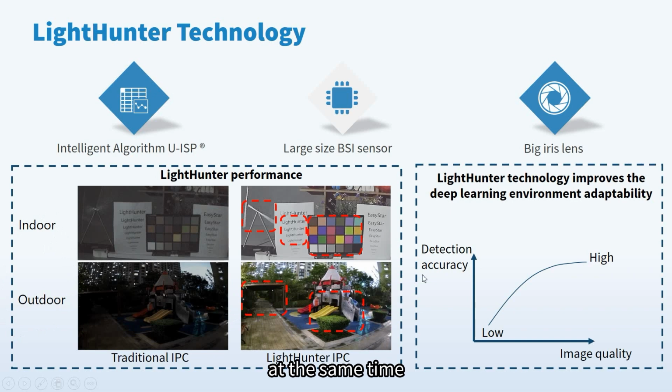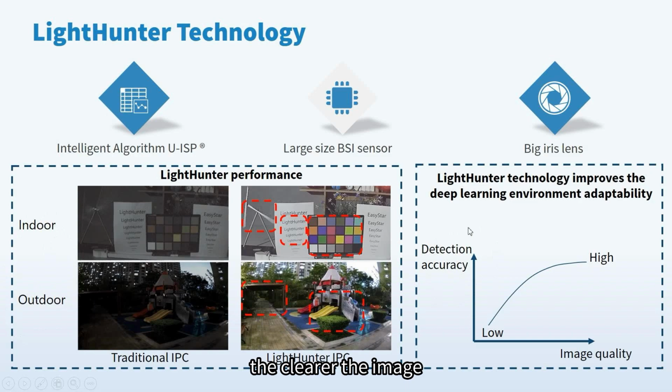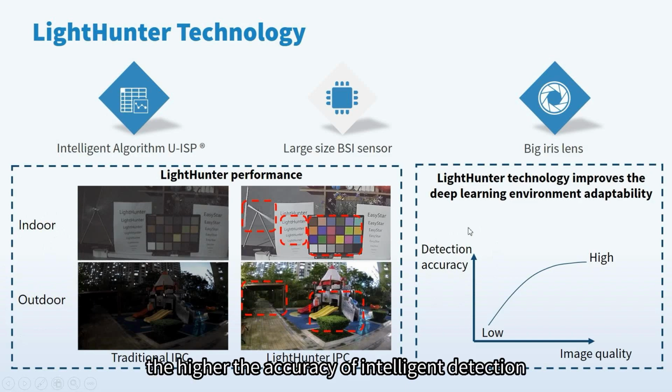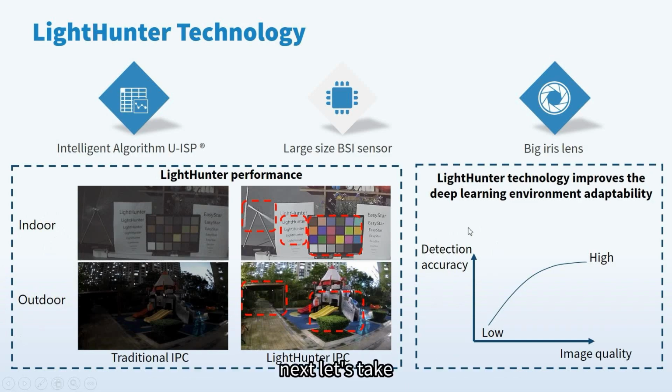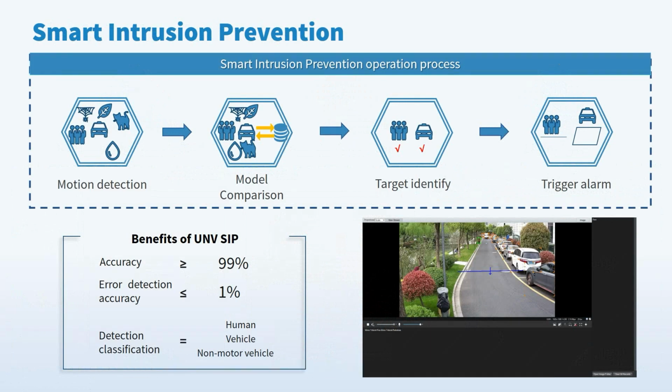At the same time, the detection accuracy of intelligent function is also improved, because the detection accuracy is positively correlated with image quality. The clearer the image, the higher the accuracy of intelligent detection. Next, let's take a look at the common smart functions of our cameras. Let's take two functions as an example.